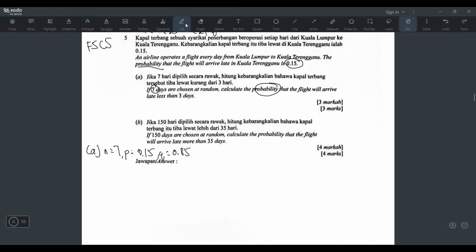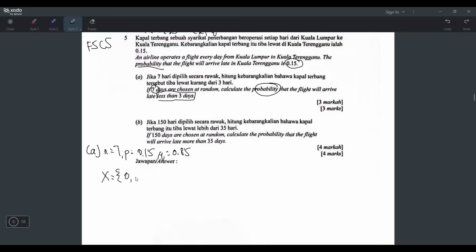Now only we focus on this phrase, less than 3 days. I always teach my students to write the big X. Big X means you write down all the possibilities. So out of the 7 days, maybe 0 times success, it means 0 days you are late, or maybe 1 day late, or 2, 3, 4, 5, 6, 7.